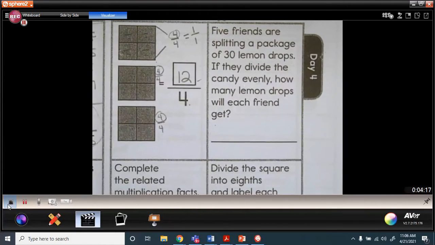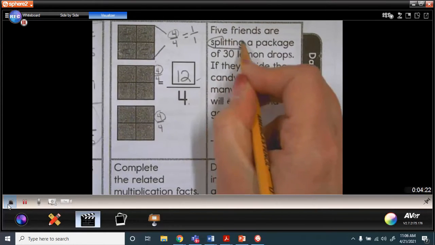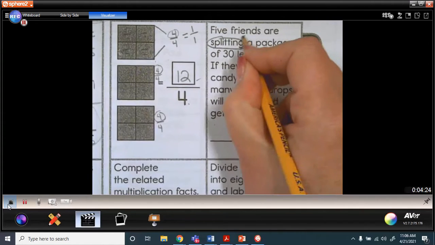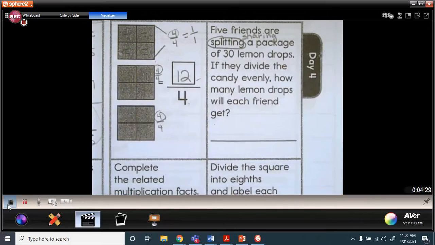All right, now let's take a look at our word problem for today. It says 5 friends are splitting. Now, when we say the word splitting, we can also think of the word sharing. So think about what we've been talking about. When we share something, usually we are using what operation? Adding, subtracting, multiplying, or dividing. If you said dividing, you are correct.